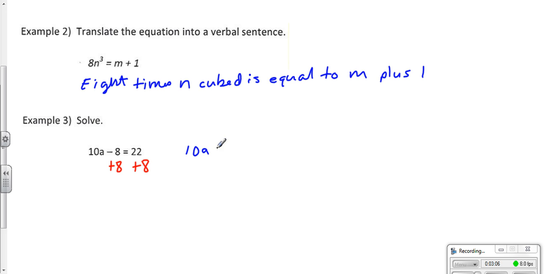10a equals 30. We would then undo the multiplication. In this case, it's times 10, so we undo it by dividing by 10. When you undo, they cancel each other out on that side. Dividing by 10 undoes the times 10, so they cancel out. That leaves us with a equals 30 divided by 10, which is 3.